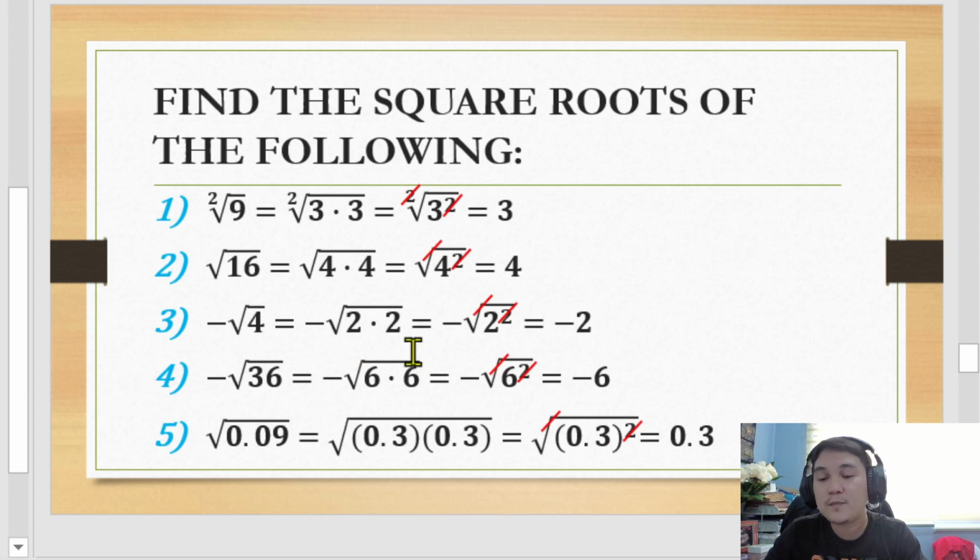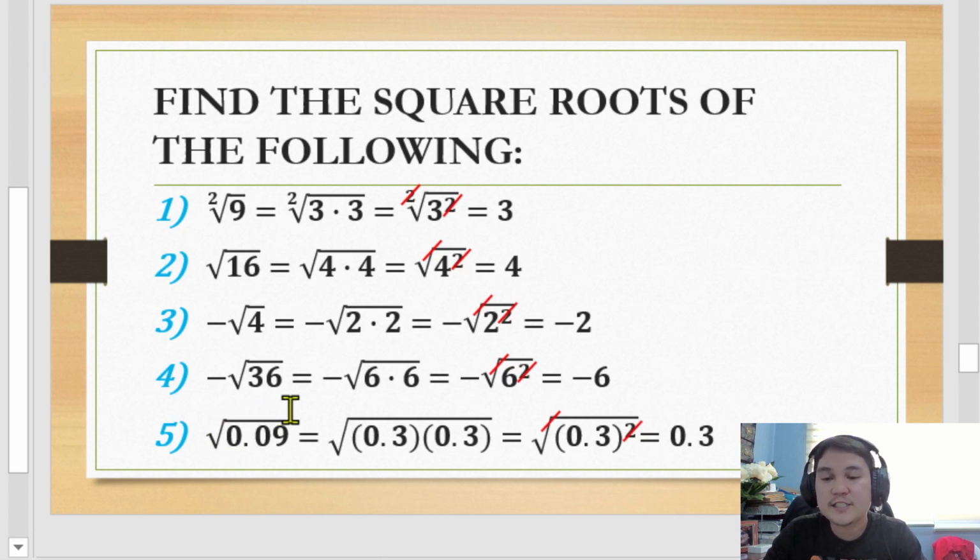So 2 times 2, we will change that into its exponential form. That becomes 2 squared. And the radical sign and the exponent will be cancelled out. So the final answer will be negative 2 because there is a negative sign outside the radical sign. So we need to copy that. So negative 2.